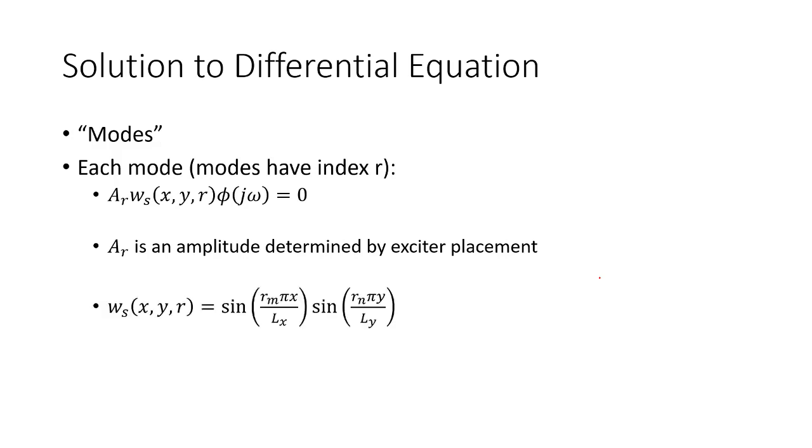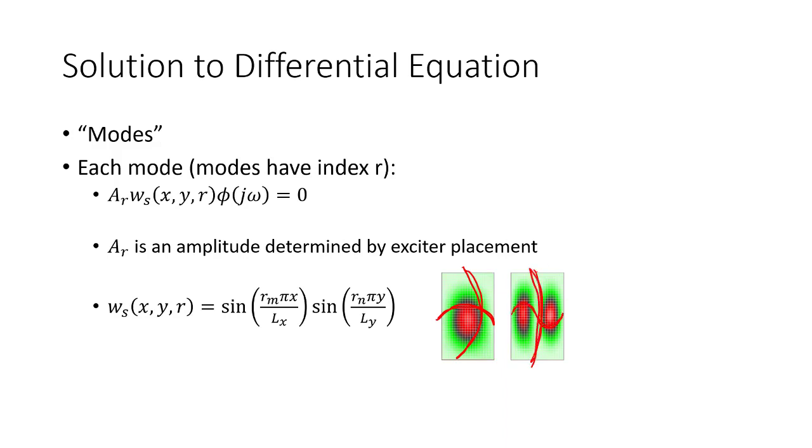W sub s is the mode shape in space, which is the multiplication of 2 sine functions, one in the x direction and one in the y direction. These mode shapes, when you look at the absolute value, look like this for the first mode. That's when you have 1/2 period of a sine wave in the y direction and 1/2 period of a sine wave in the x direction. You can also have modes that look like this, where you have a full period in the x direction and half a period in the y direction. So this, for example, would be mode 1-1, because each direction has half a wavelength.